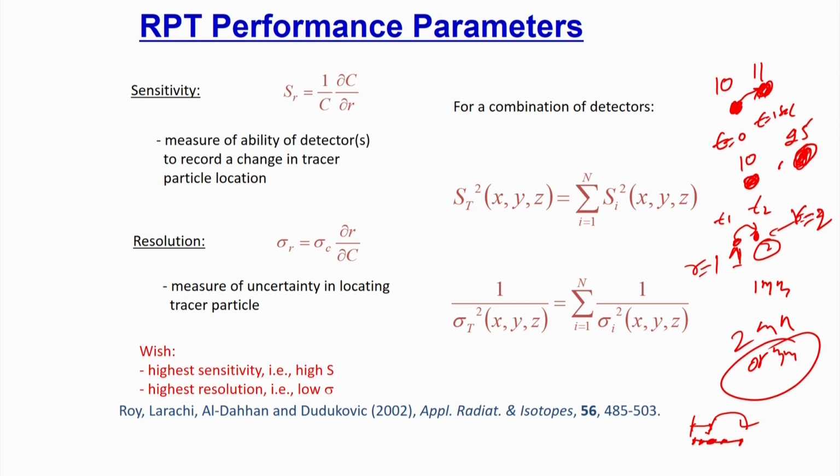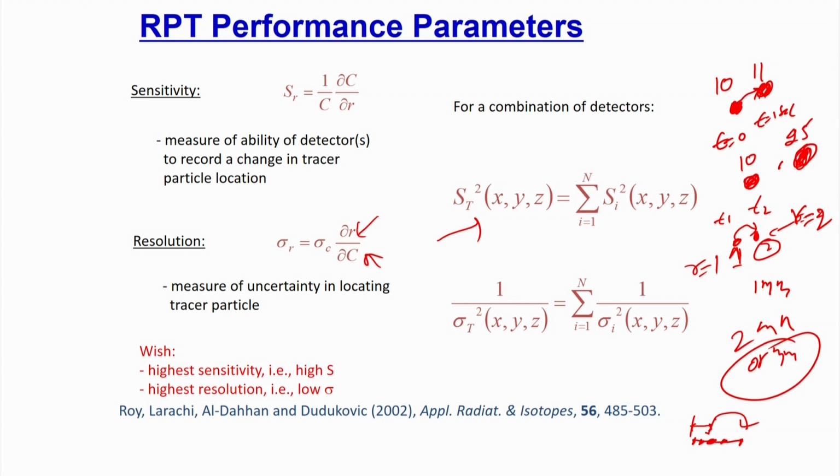Because what you need is just how del r is changing with del c, where del r is nothing but the position of the tracer particle, and del c is nothing but the count recorded on the detector. So, you can calculate this for individual detectors, then for multiple detectors the sensitivity can be calculated. You can just add the sensitivity of all the detectors, and you will get the overall sensitivity at a particular location.